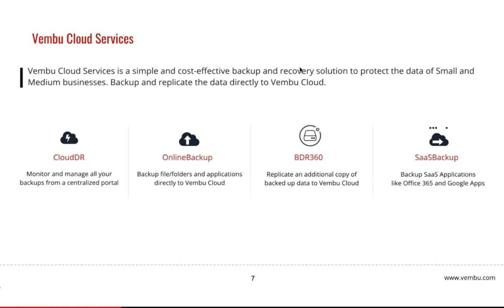SaaS backup is a cloud-to-cloud backup solution for Office 365 and Google Apps. If you have Office 365 and Google Apps data that you would like to back up or archive, you can back up that data to Vembu Cloud. So you see, the product portfolio of Vembu almost covers the entire data center: virtualized machines like VMware or Hyper-V, Windows servers, workstations, Linux machines, Mac machines, and even SaaS applications.